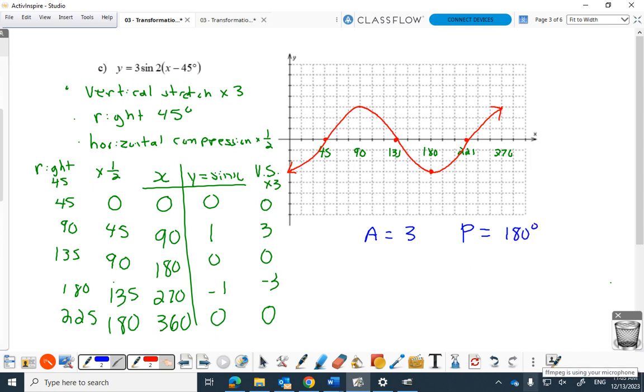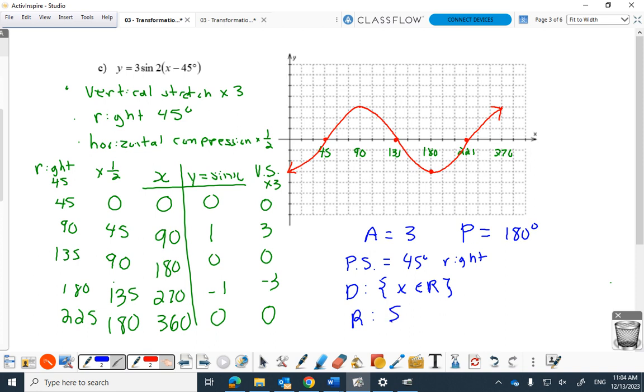Phase shift, 45 degrees right. Domain, let's be a little careful. Does every sine and cosine have domain X element of reals? No. You could talk about the domain of one cycle or the domain of something that only goes around 3 times. Yes, you can do those things. But when we're doing graphs like this, the domain is always X element of reals. Range, Y element of reals.